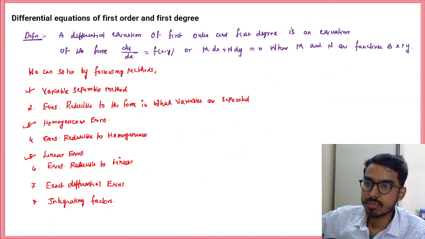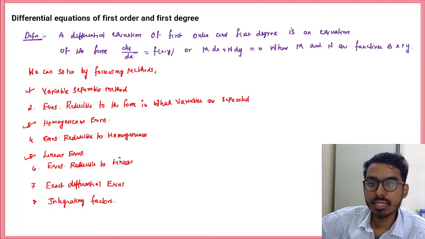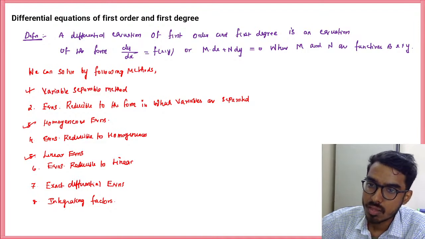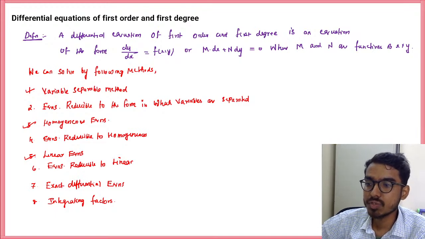So we have introduced the syllabus of ODE, and then we have introduced what is meant by a differential equation of first order and first degree. After that, we have said there are many methods to solve. The first one is variable separable method, and the equation reducible to the form in which variables are separated, and homogeneous equations, equation reducible to homogeneous equations, linear equations, equations reducible to linear, and then the exact differential equation and integrating factor. So we are solving variable separable method in this class.